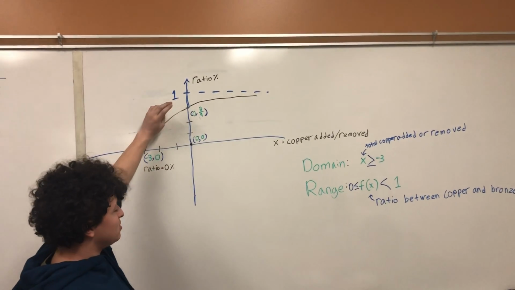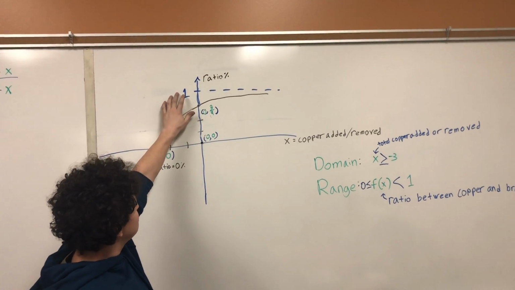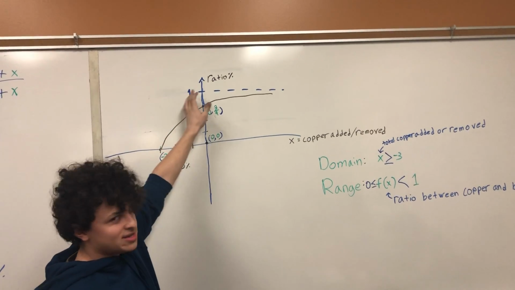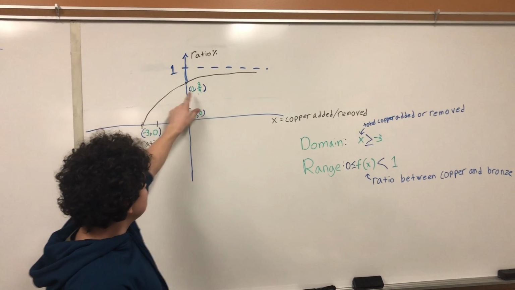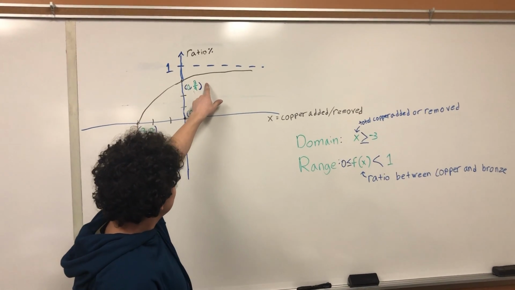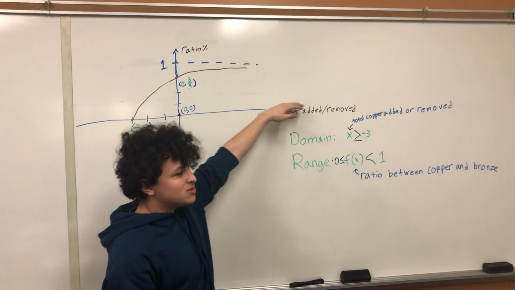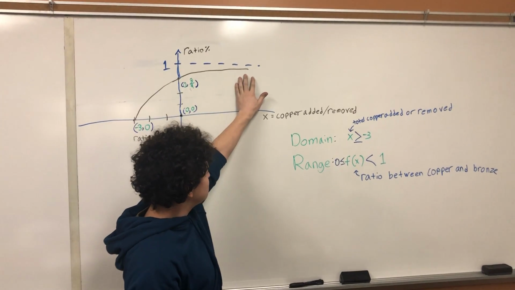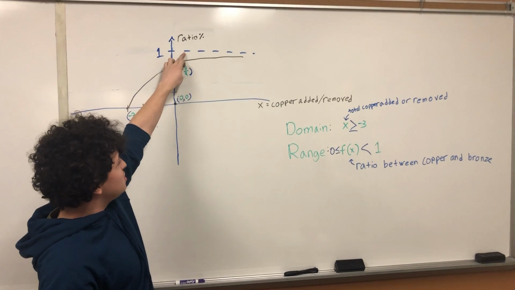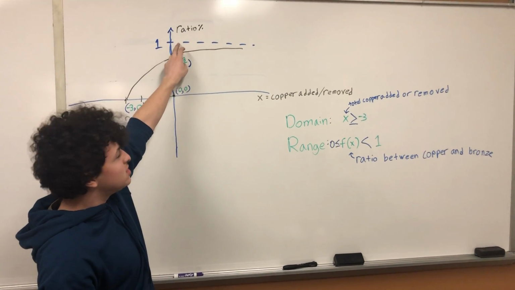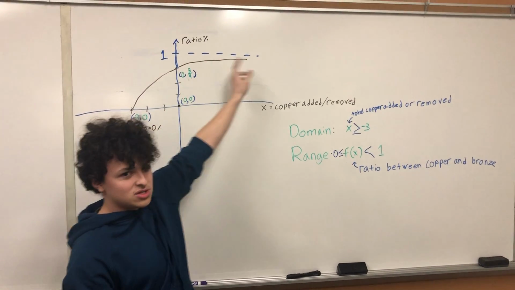And that's shown on the graph as an asymptote. As you add more and more copper, like infinite amounts of copper, as you keep going closer and closer to infinity, it will never reach 1 because 1 is 100%, so it will never reach 100%.